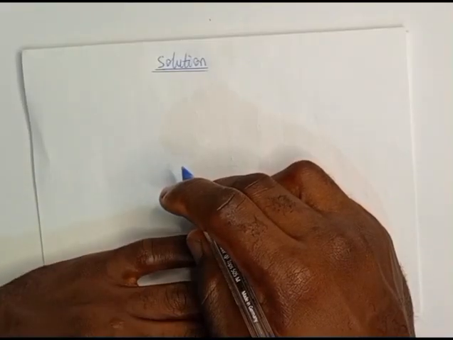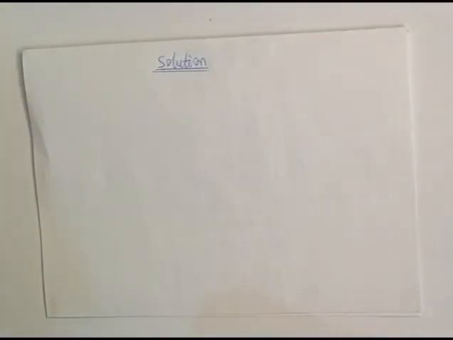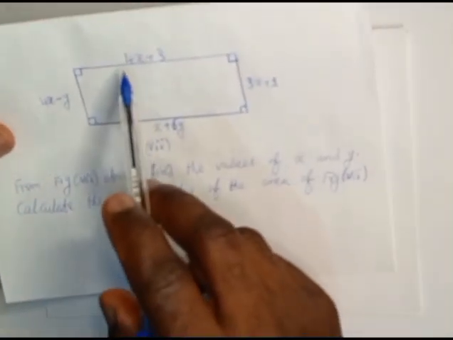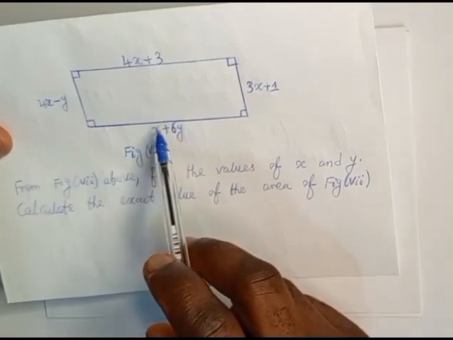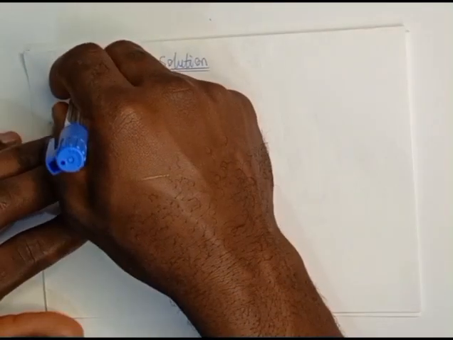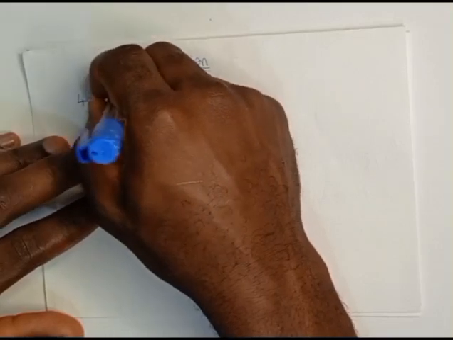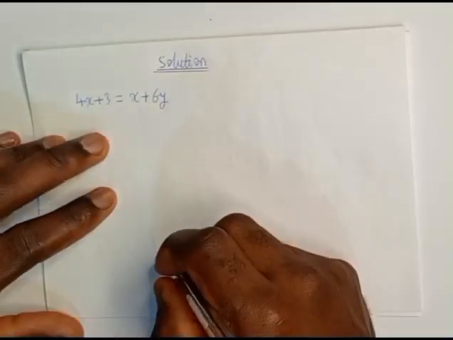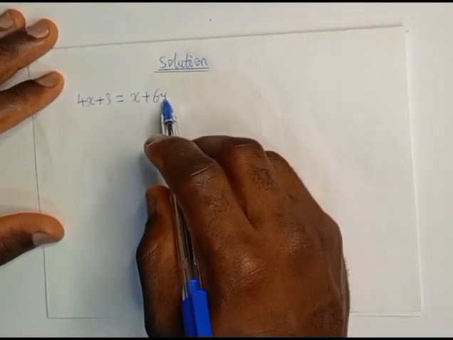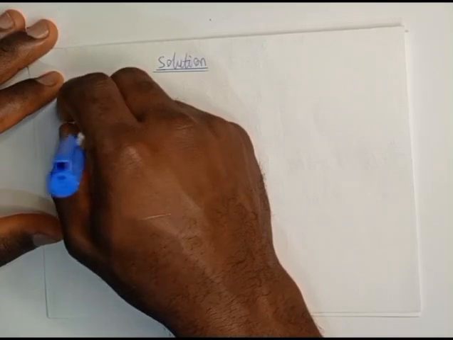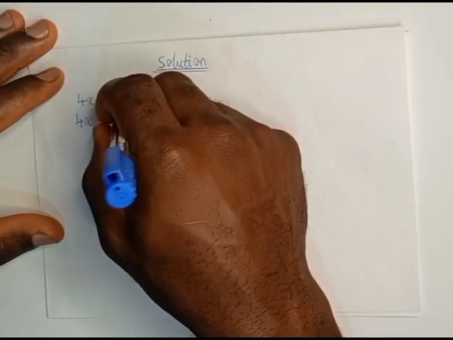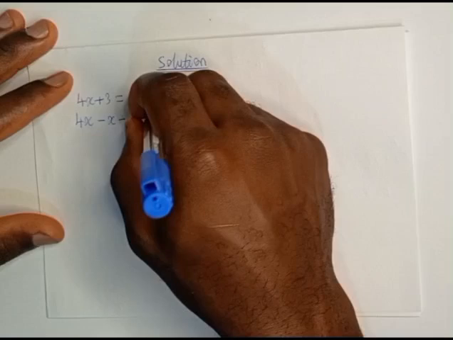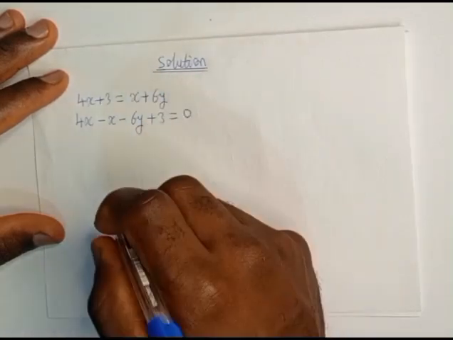For us to calculate the values of x and y, we are going to make use of the fact that the opposite sides of a rectangle are equal. First, for the length, 4x plus 3 is equal to x plus 6y. Write it down. 4x plus 3 is equal to x plus 6y. Transferring x and 6y to the left hand side, this will give us 4x minus x minus 6y plus 3 is equal to 0.